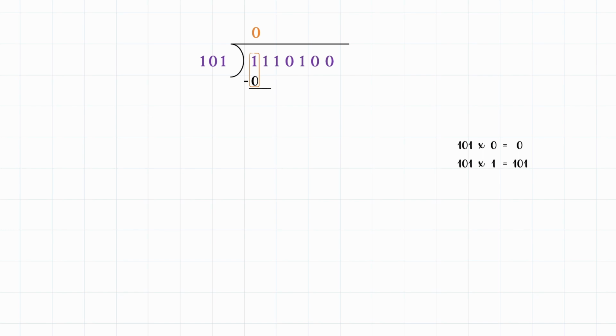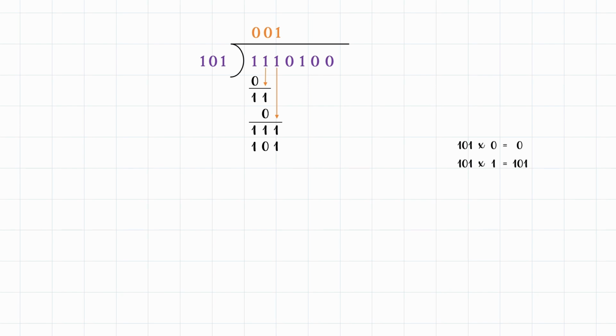The subtraction 1 minus 0 gives 1, and we bring in the next digit. Again the multiple of 101 that is closest to 11 is 0, and so we note the quotient and the multiple. Next we subtract and fetch the next digit. The multiple of 101 closest to 111 is 101, which is 101 times 1. So we note the 1 in the quotient column and the multiple for subtraction.